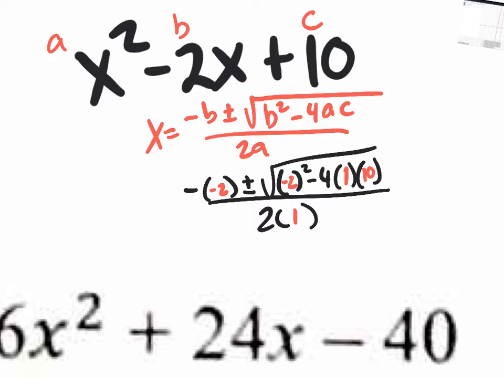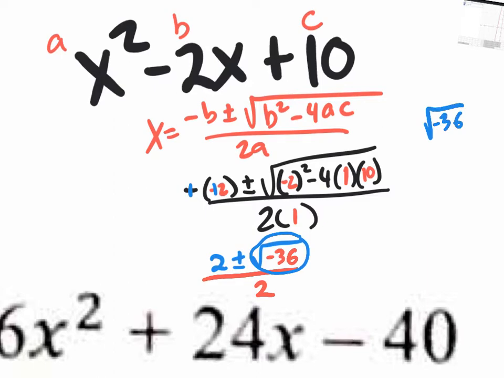So as we work this out, the minus minus becomes positive. You have a +2 plus or minus the square root of, this is 4, and this is -4 times 1 times 10, that's -40. So you really have 4, take away 40, which is what? -36. And it's all divided by 2. So when we look at that radical value of square root of -36, what is the square root of -36? 6i, right? So we really have 2 plus or minus 6i all divided by 2.